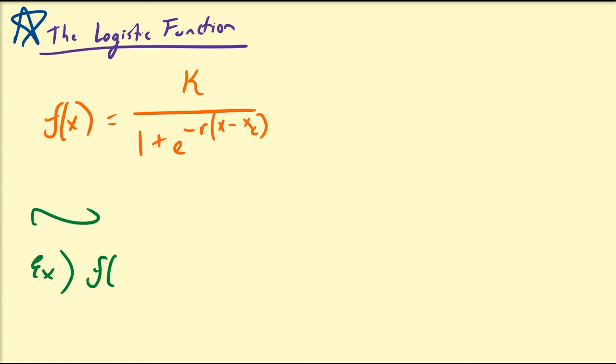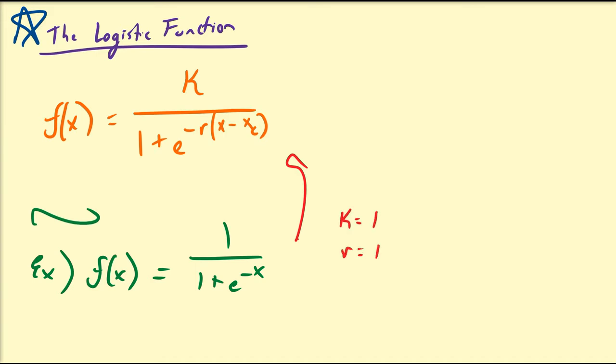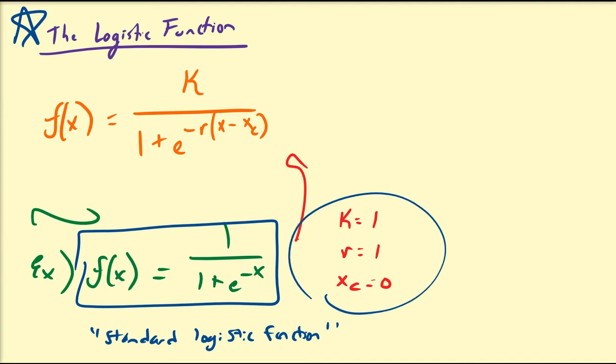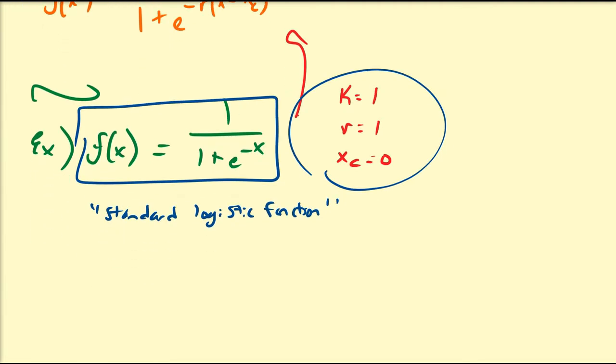I'm going to consider a simplified version of this logistic function, in particular 1 over 1 plus e to the minus x. In regards to the more general form, we're letting k be equal to 1, r be equal to 1, and xc be equal to 0. Sometimes we refer to this simplified version as the standard logistic function. If you're familiar with some basic probability and statistics, then maybe you are familiar with the normal and the standard normal distribution. So it's a parallel between those two concepts.